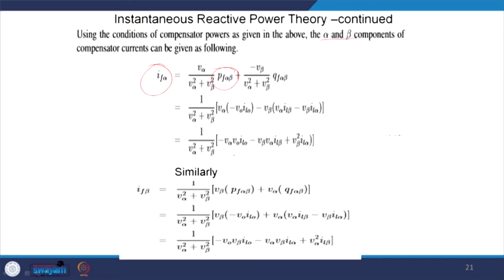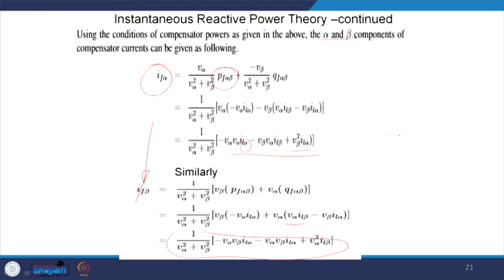Similarly, if you combine this equation, essentially you get this expression. So, it is 1 by V alpha square plus V beta square, minus V alpha V 0 I L 0, that is the load component of the zero sequence component. Similarly, it is V alpha V beta and I L beta and similarly I alpha, and thus this component also comes, I F B. So, 1 by V alpha square plus V beta square equals V beta P alpha beta plus V alpha Q alpha beta, and 1 by V alpha square plus V beta square equals V beta minus V 0 I L 0 plus V alpha I L beta minus V beta I alpha.